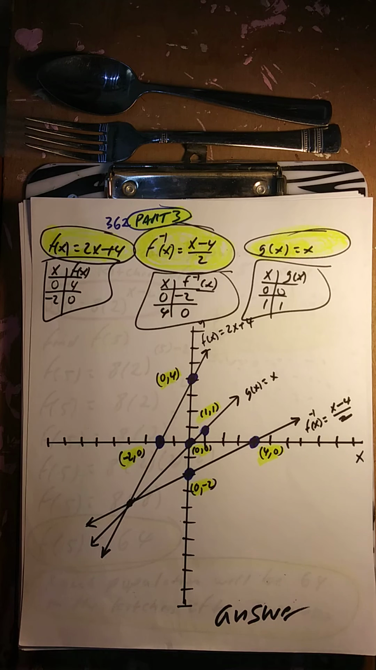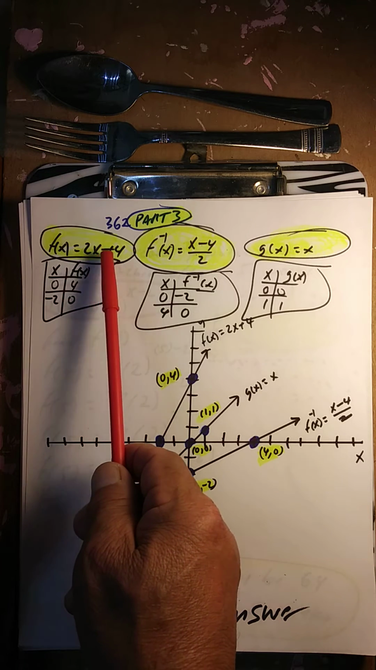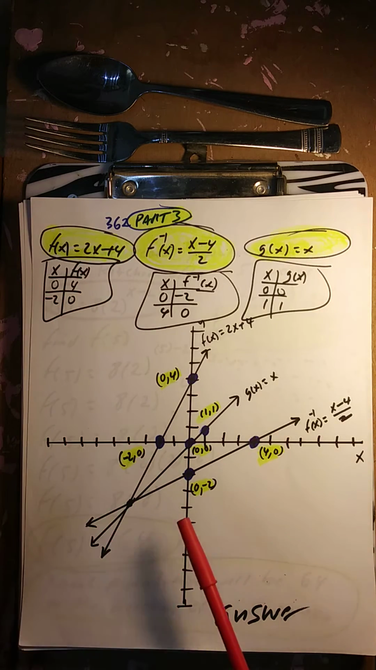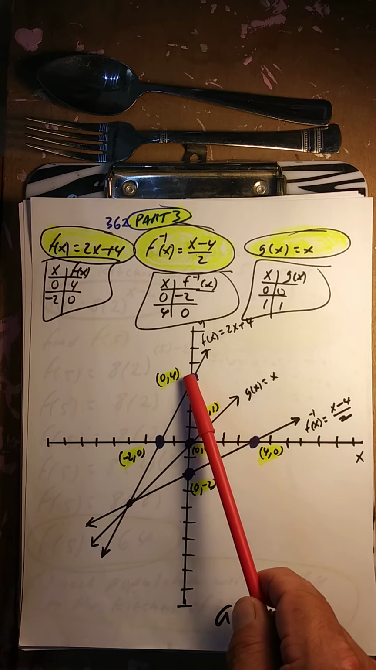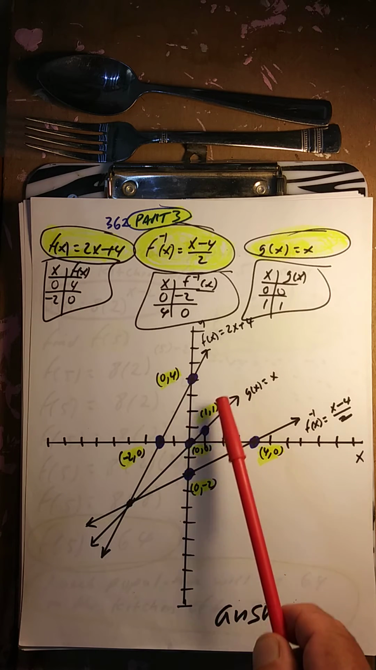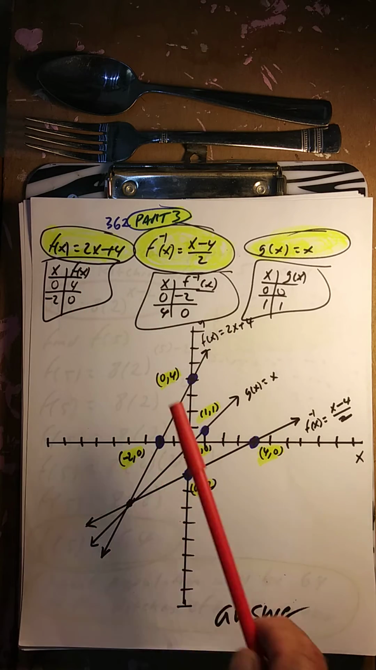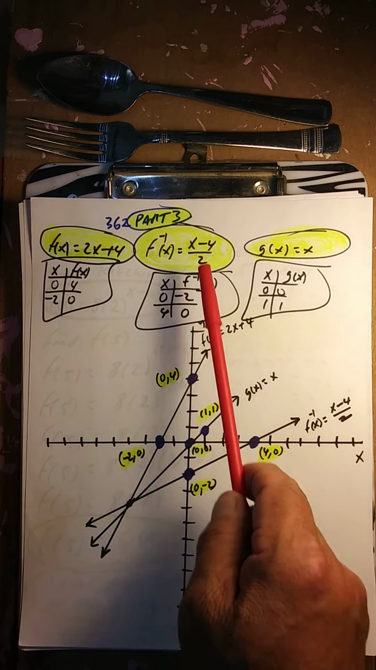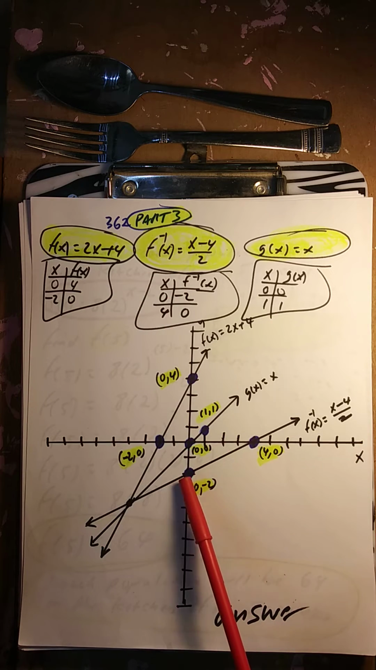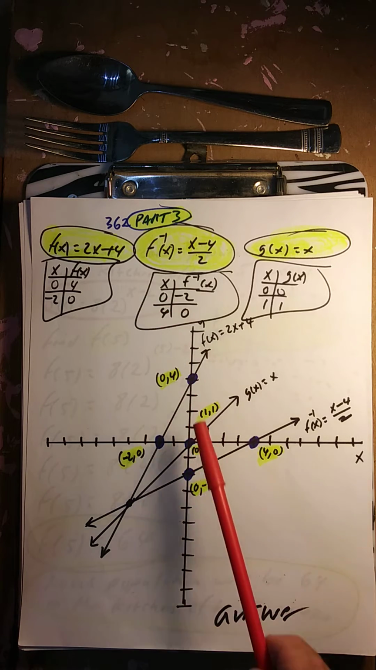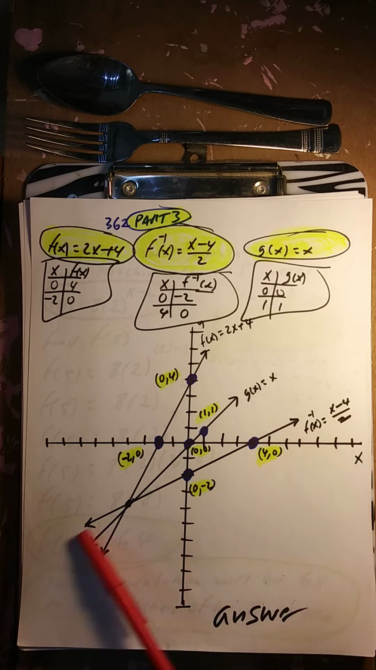So we're going to graph this one. 2x plus 4, 0 and 4. So 0 and 4 means right here. And then negative 2 and 0 means right here. So this line right here is 2x plus 4. The inverse one is 0 and negative 2 right there, and then 4 and 0 right there. So this one here is the inverse one.